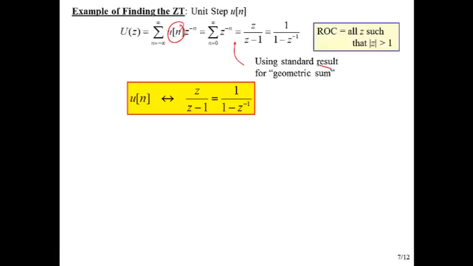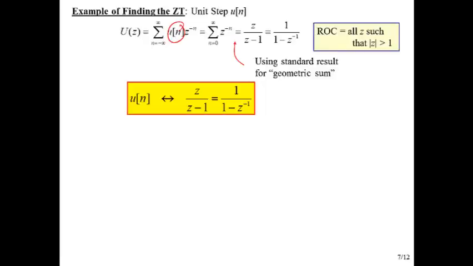And so now we use our geometric sum result again, and we can write this as z over z minus 1, or we can manipulate it, multiply top and bottom by z to the minus 1. So if we do top and bottom by z to the minus 1, we can convert it into this form. And we'll see throughout that we are constantly wanting to convert things to be in terms of z inverse.